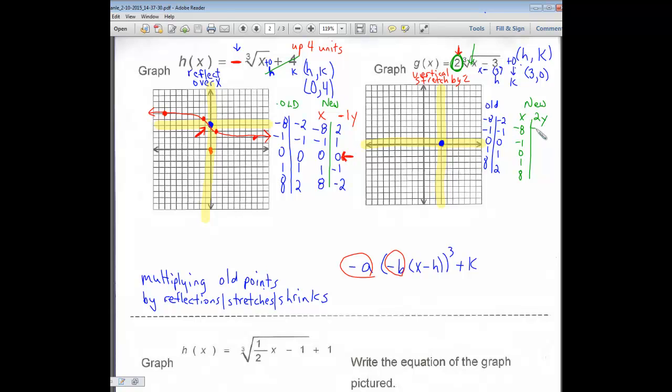2 times negative 2 is negative 4. 2 times negative 1 is negative 2. 2 times 0 is 0. 2 times 1 is 2. And 2 times 2 is 4. Now let's graph this.